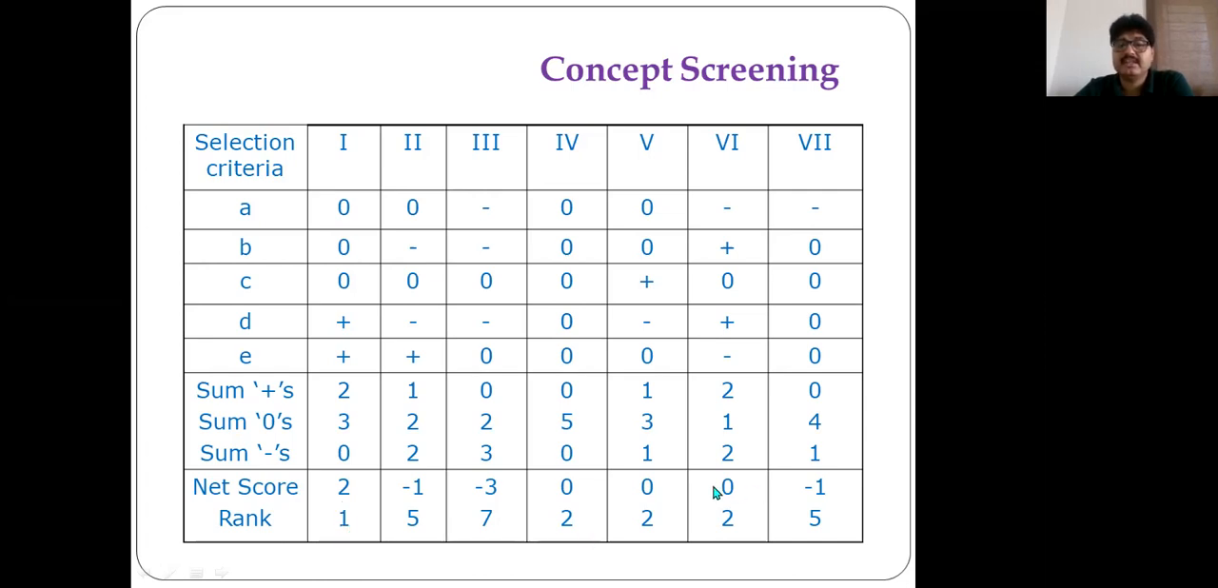Because these 3 concepts have got the same net score, they have been named as second rank combinedly, and after that the fifth rank is going to be assigned for minus 1. There are 2 concepts which stood out on minus 1. Then after that, minus 3 is coming for the seventh concept.